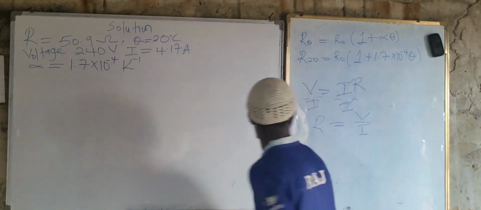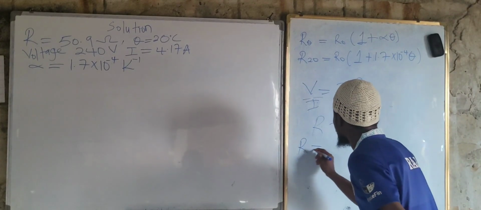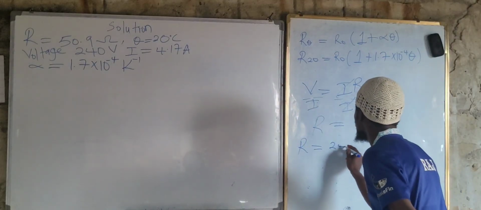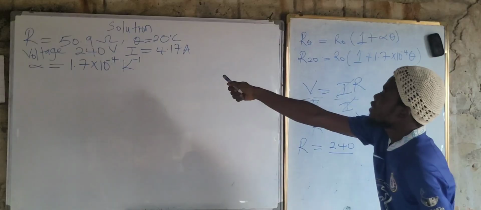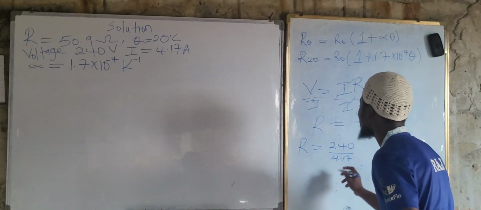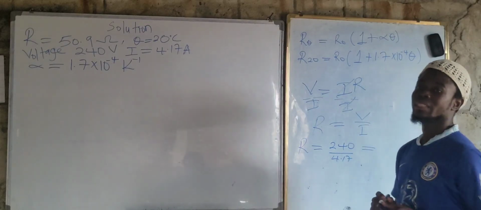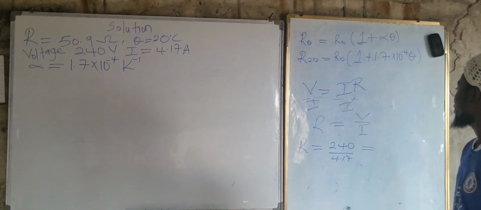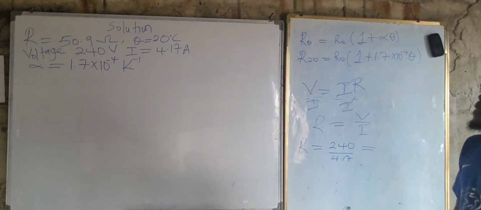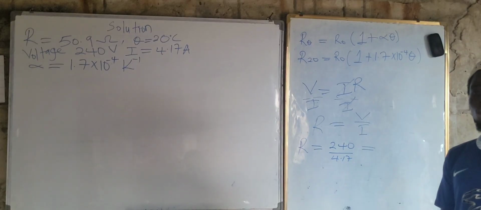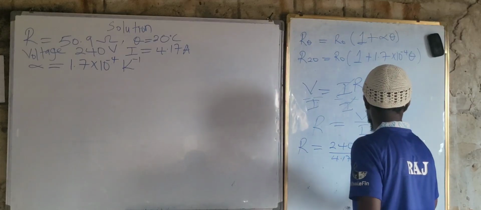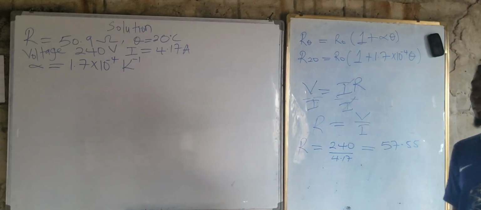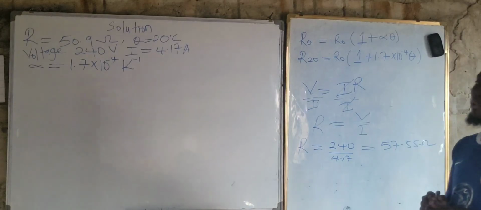So therefore, what do we do here? Now we know R theta is equal to 240 all over 4.17. Dividing 240 by 4.17, it's 57.55. Now this is equal to 57.55 ohms, the resistance.